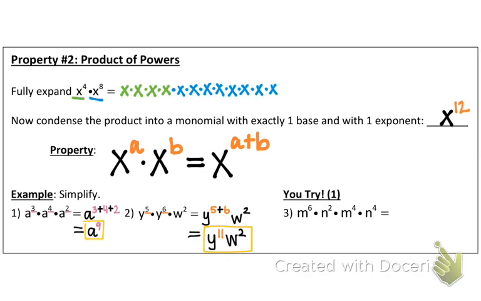In the problem to the right is a you try now, which means that I'd like for you guys to try this one on your own. So, using the product of powers property, try condensing this expression into a monomial. If you notice on the right-hand side in your listening notes, the answer is listed there so that you can check your answers. Make sure to write down any questions that you have that we can go over in class tomorrow.